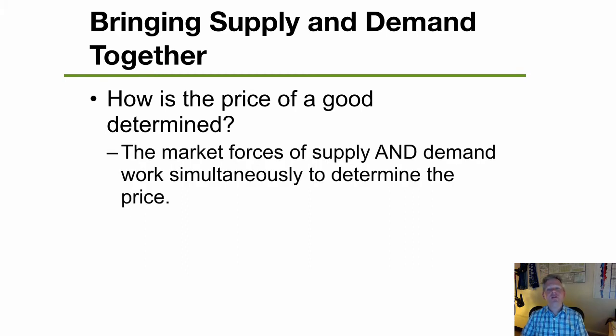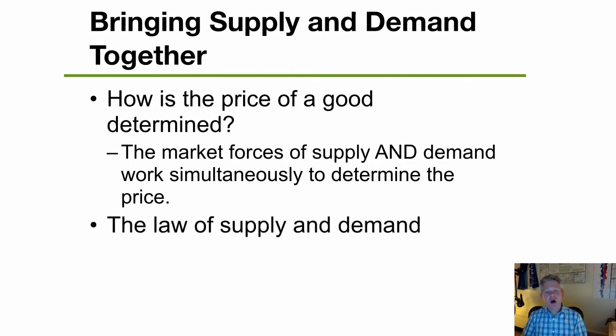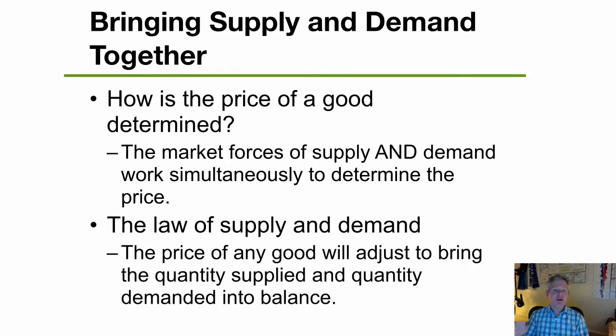All right, so the market forces of supply and demand work simultaneously to determine the price. So in a competitive market, and again, we're still working in that competitive market world, no one person, no one consumer, no one firm determines the price. It emerges from the actions of the buyers and the actions of the sellers, all together trying to do what's best for themselves. All right. So the law of supply and demand work together. So the price of any good will adjust to bring the quantities supplied equal to the quantity demanded.